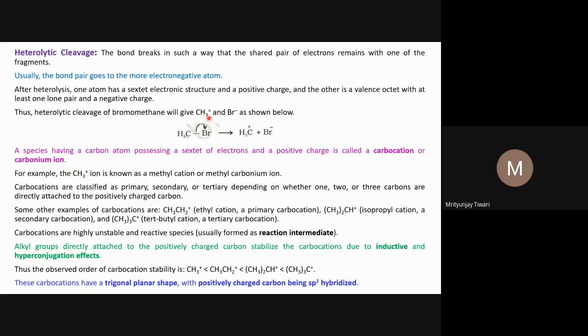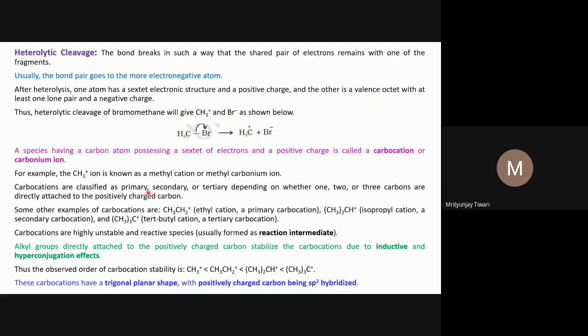The CH3 plus has a sextet of electrons, bromide has an octet of electrons, and a species having a carbon atom, as I said, possessing a sextet of electrons with only 6 electrons in its valence shell and a positive charge is called a carbocation or carbonium ion. For example, this CH3 plus ion is known as methyl cation or methyl carbonium ion or methyl carbocation.